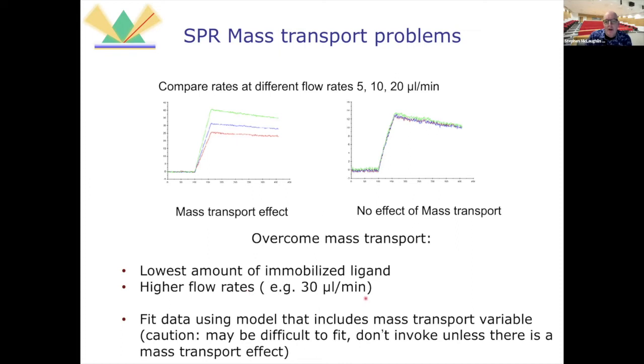Well, use high flow rates, use a low amount of immobilized ligand. You can fit the data and include mass transport variables in there. But obviously, if you don't need to invoke it, then don't use it.